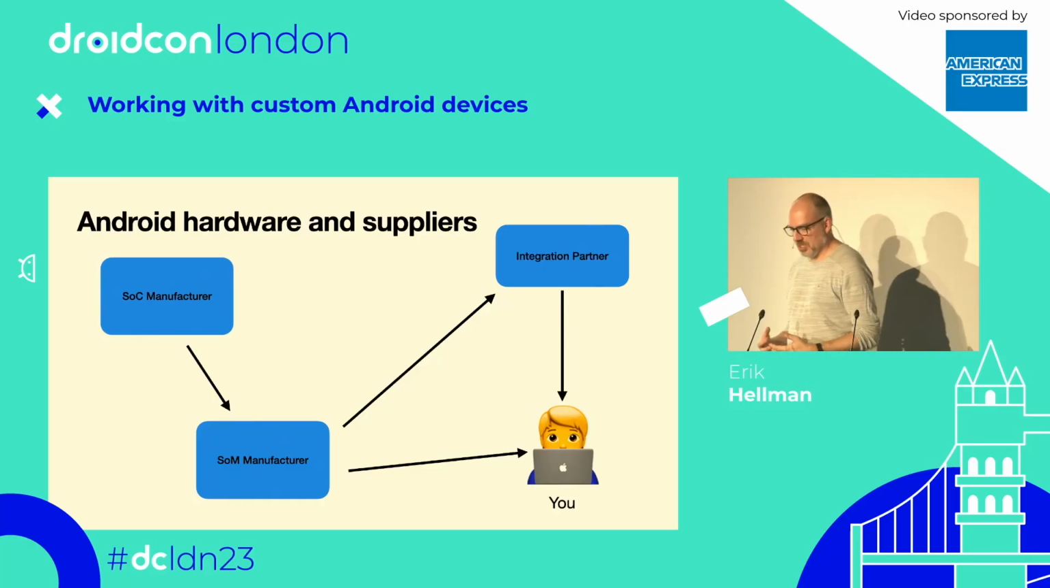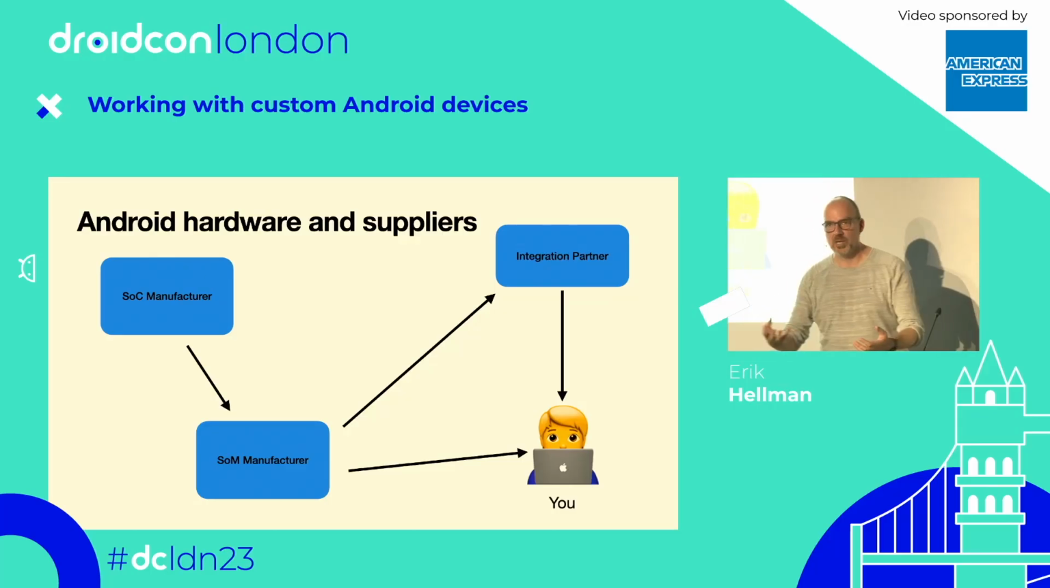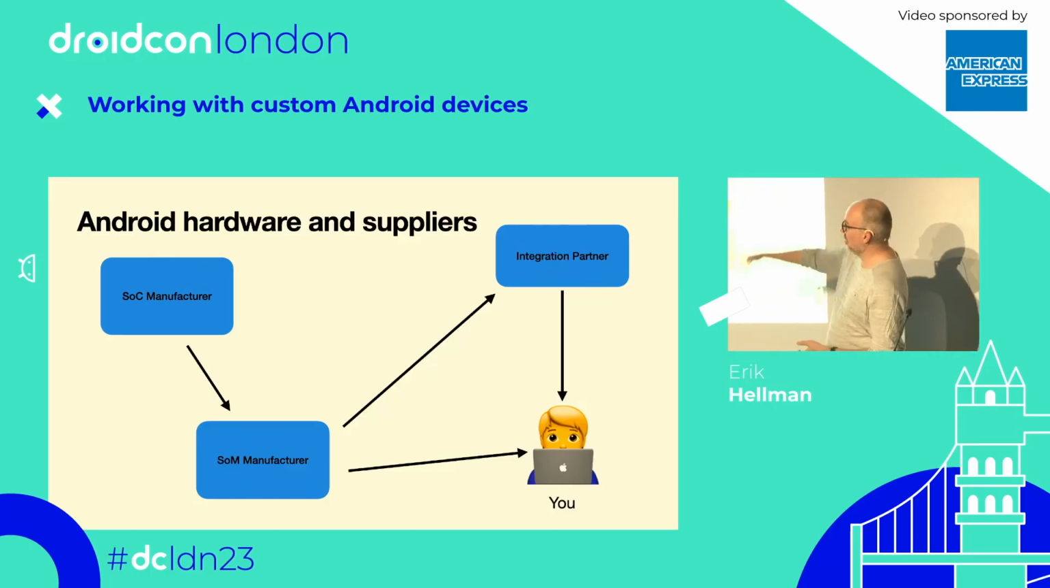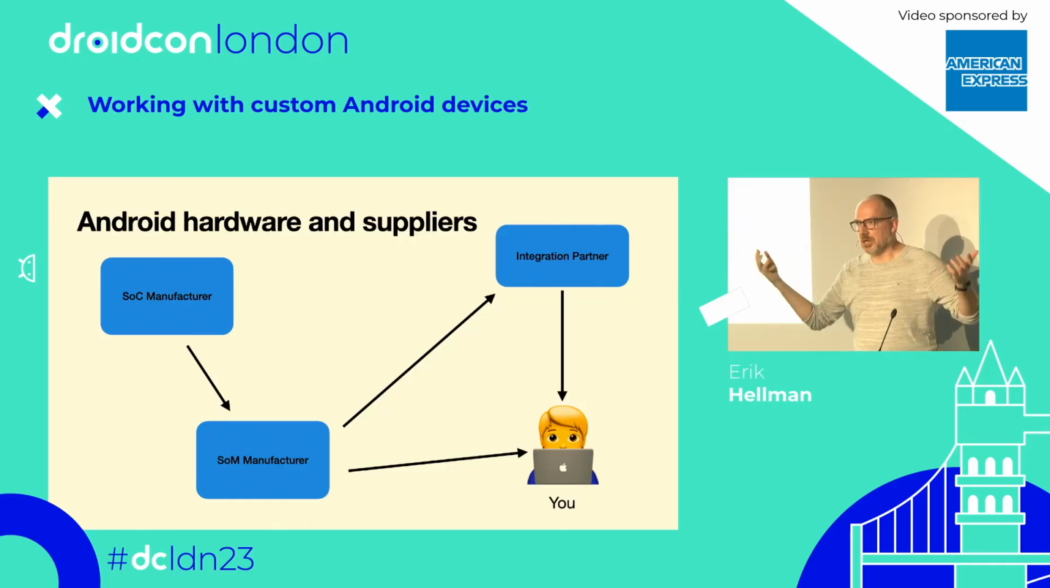So how does this work? So you're down here. You're a developer. You're going to build some system apps and modify the UI and maybe do some things there. So you start up there with the SoC manufacturer. They make the chipsets that you've probably heard of.